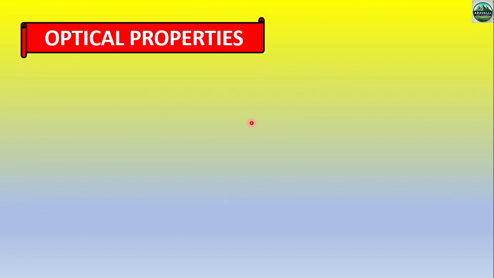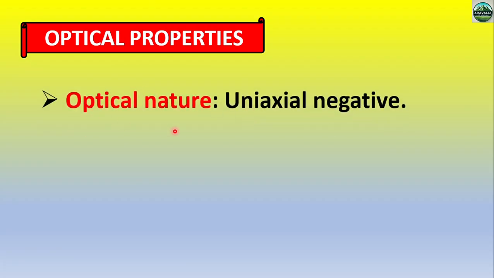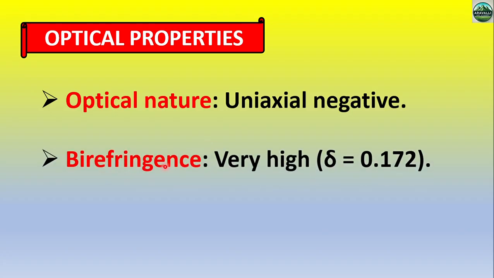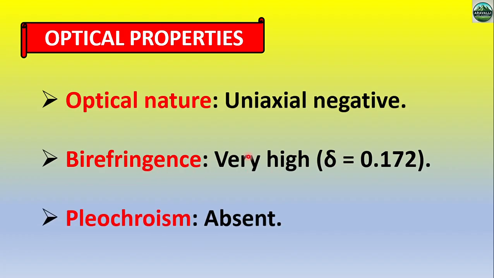Next, the optical properties of mineral calcite. First, the optical nature or optic sign. The optic sign of calcite is uniaxial negative. This is a very important point for the exam. Birefringence is also very high, and this is very important. The birefringence of calcite is very high. Pleochroism of calcite is absent. So in this slide, the optical nature is uniaxial negative. This is very important, and the other two are also important.